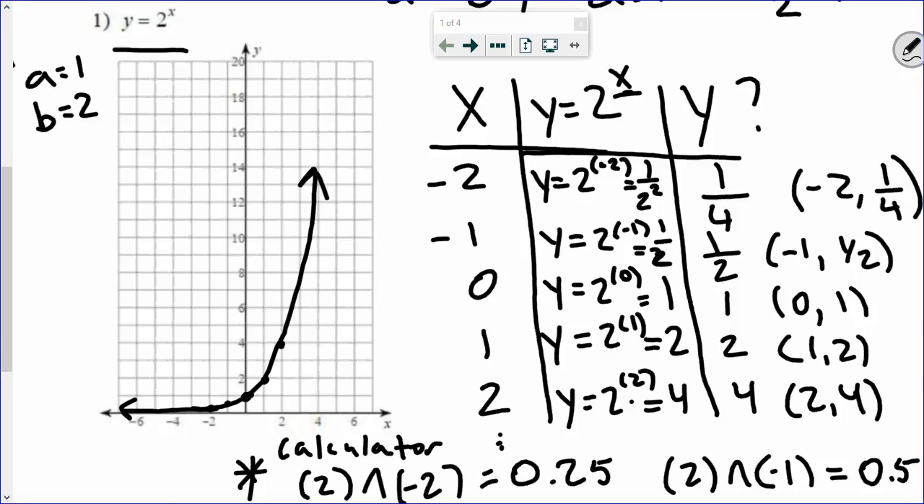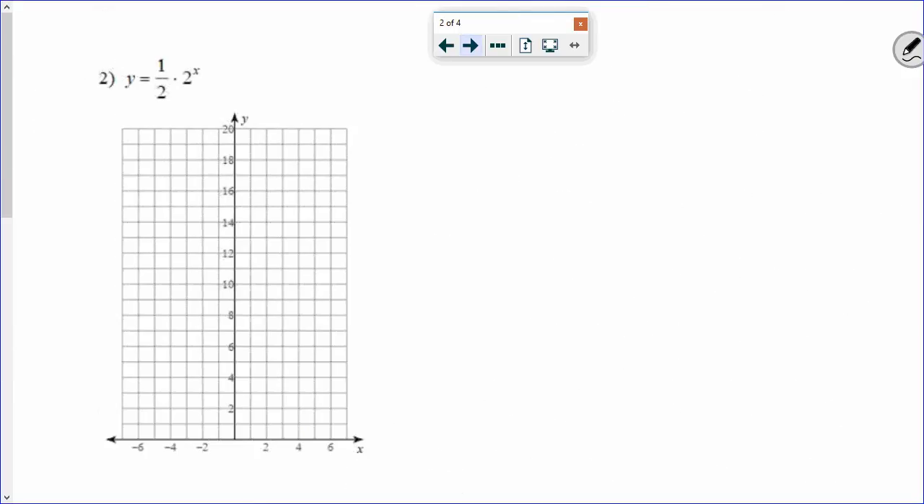We'll see these next few examples. While the function might look a little different, we might have different a values. I think the base is still going to remain 2, but we'll see that they do look similar. So, all right, different a value here. The a value of this function is 1/2. The base, again, like I said, is still 2 here.